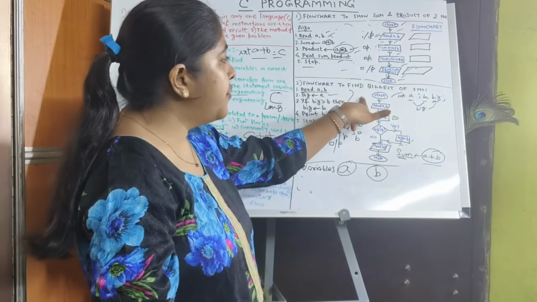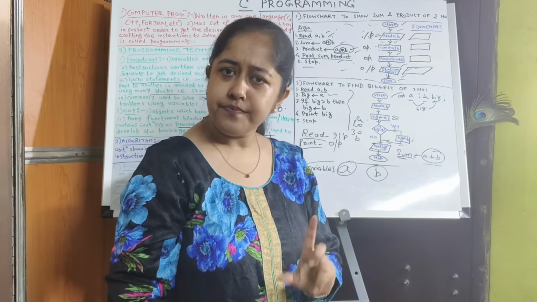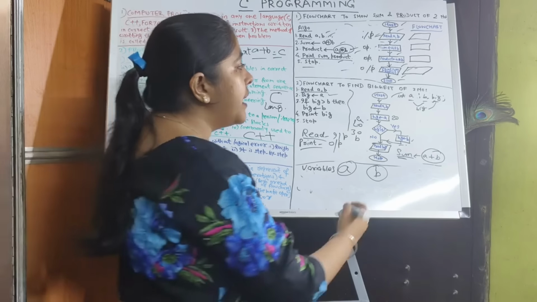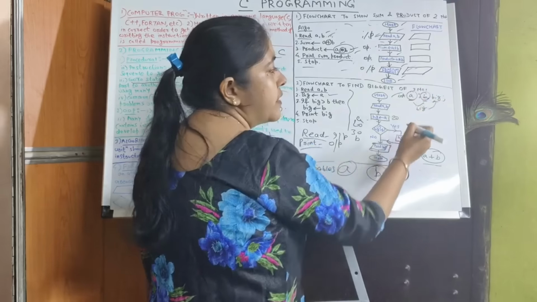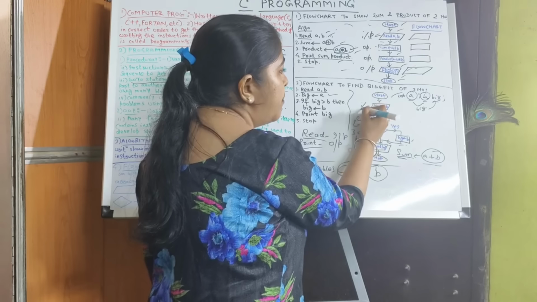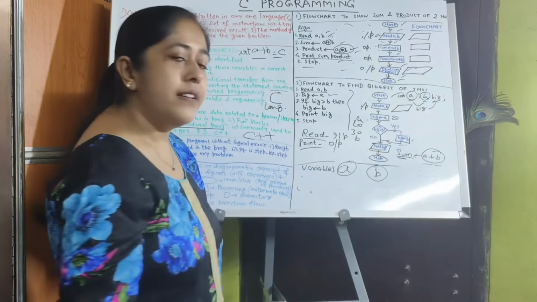So first of all, read, starting symbol, that means I am starting the program from the beginning. Then what? Read A, B. Read A, B means I am reading these two values, getting the values as my input. So this is the input instruction. Obviously it will be a parallelogram, right?